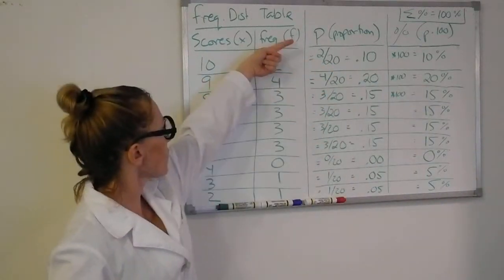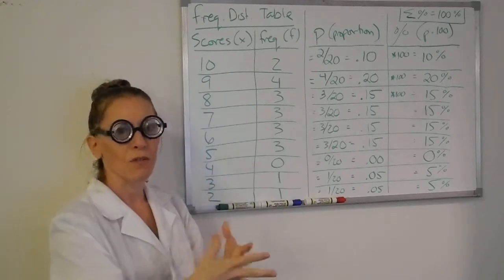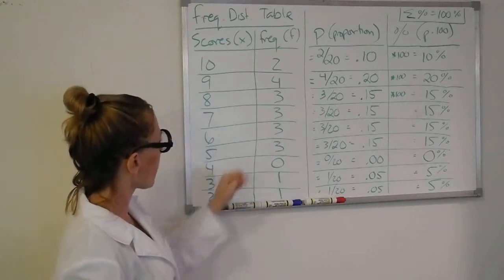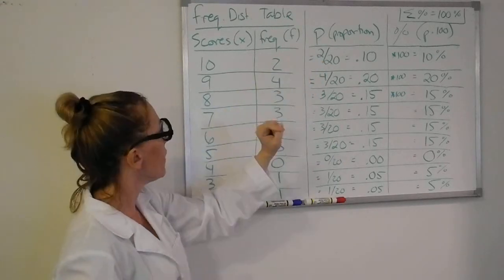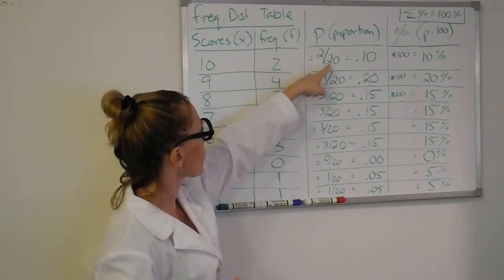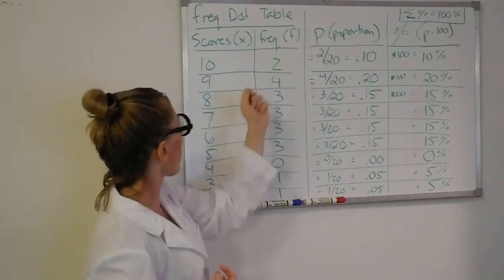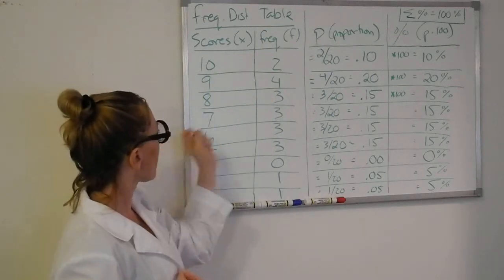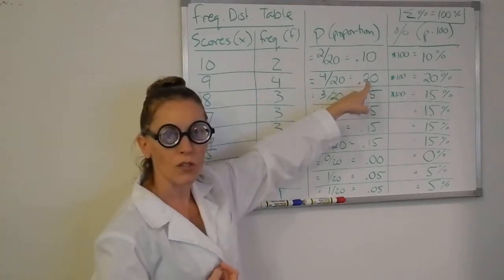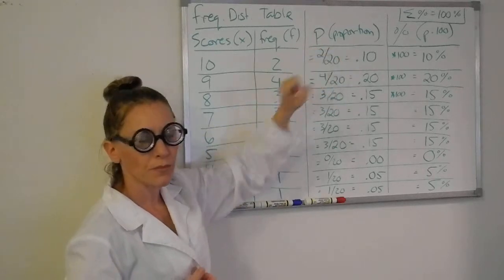What I've done here is I've shown you how to calculate a proportion, which is basically the number of scores out of the total n of scores. So there are 20 scores, and since there are two tens, there are 2 out of the total of 20 scores, or 0.1, that are 10. And there are 4 out of the 20 scores that are 9s, so 0.2. So this gives you the relative frequency, or the proportion.